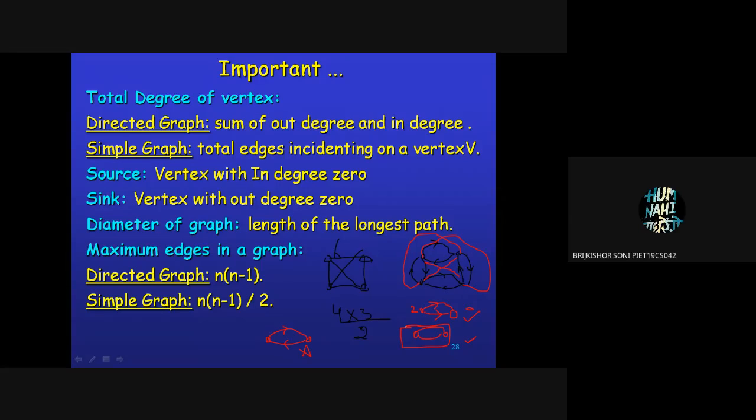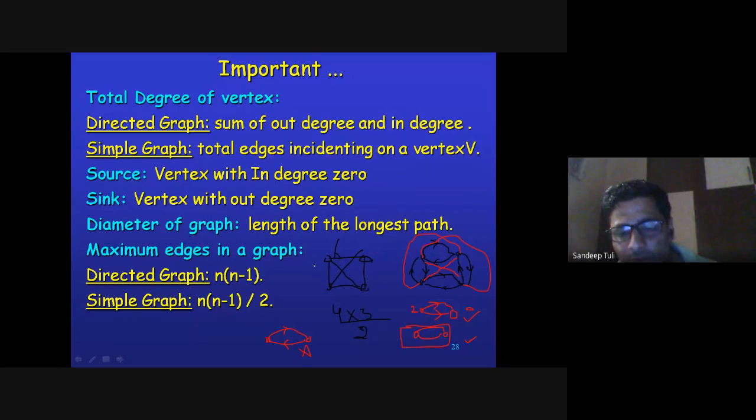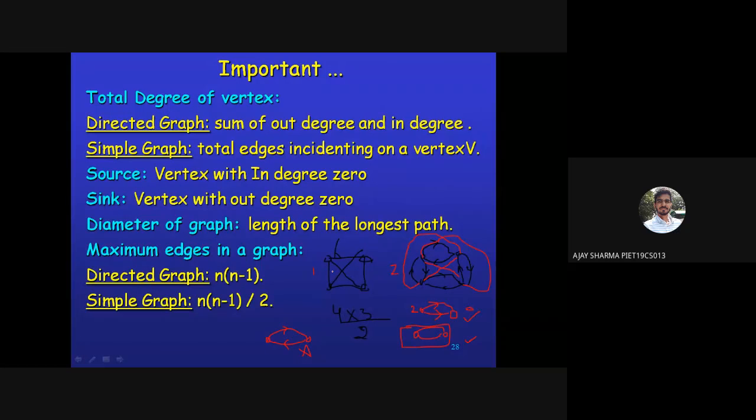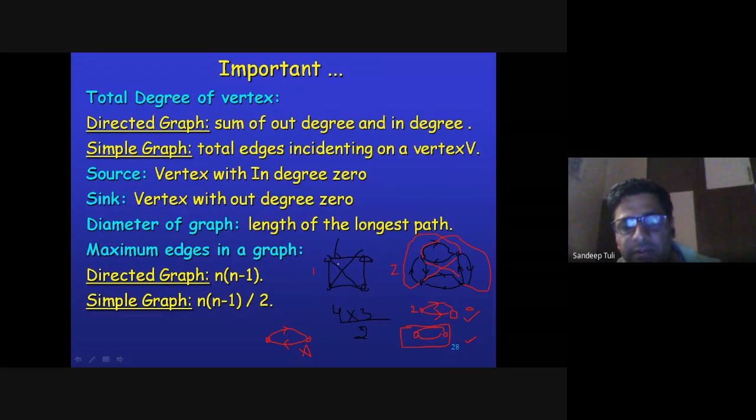So sir, in the above diagram, we can have the parallel edges also for simple graph. Which one are you talking about? 1 and 2, this first one. We are not considering parallel edges, right?